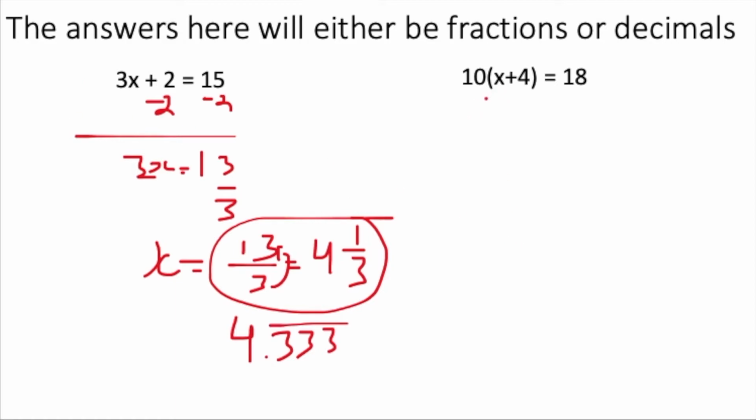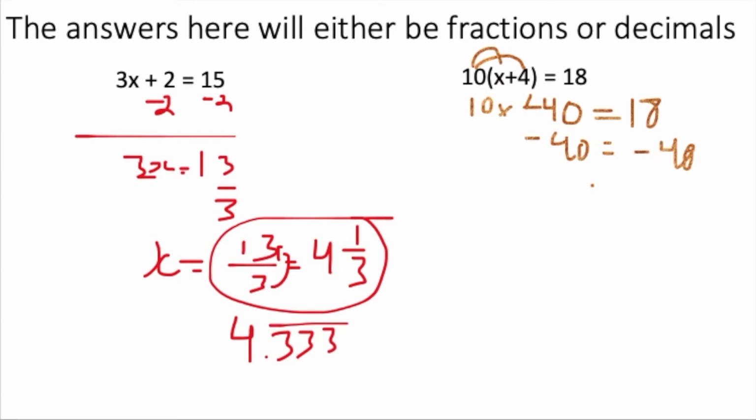Here, again, this is kind of similar to the same problem. I'm going to divide, actually, this one, because 10 doesn't divide evenly into 18, I'm going to first multiply 10 inside. So this is 10x plus 40 equals 18. And so now I'm going to subtract 40, and I'm going to subtract 40 over here.